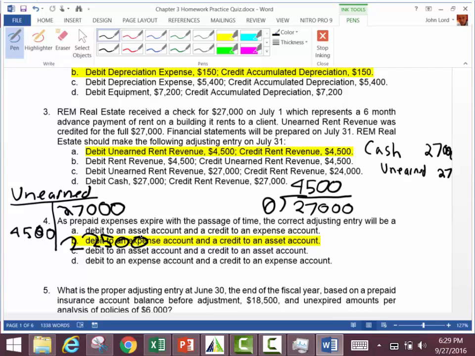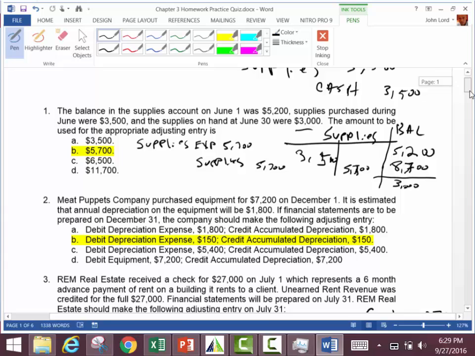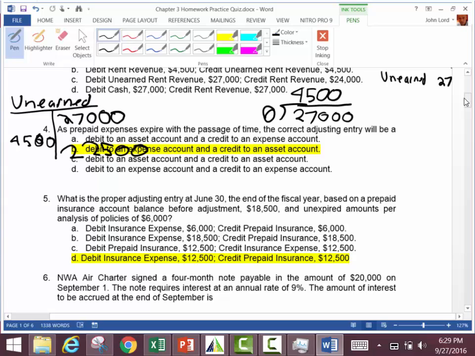So let's look at this next one. As a prepaid expense expires with the passage of time, what do we do? Did we have one up here where we had a prepaid expense in our supplies? Right? Once that starts to expire, we debit the expense account and credit the asset account, because part of that asset has expired, hasn't it? We've done that 52 times now.